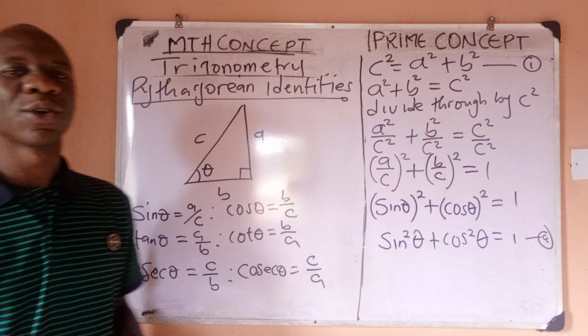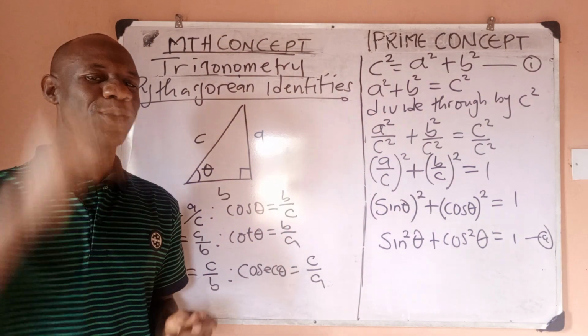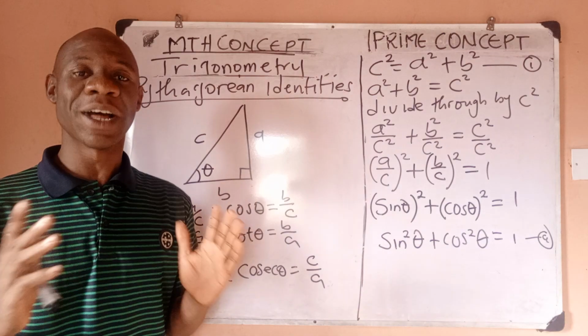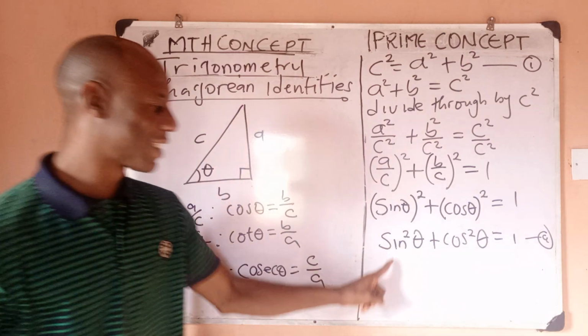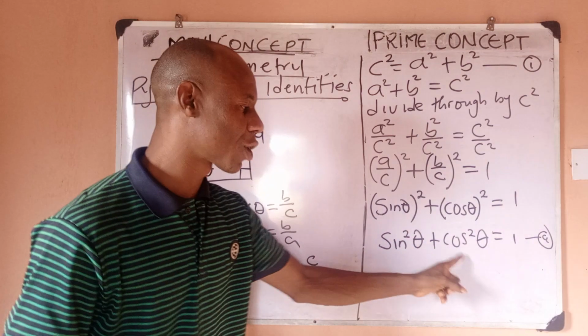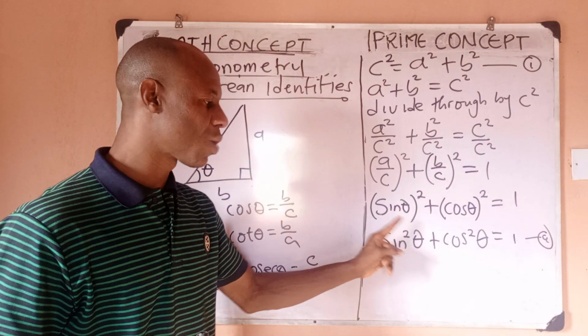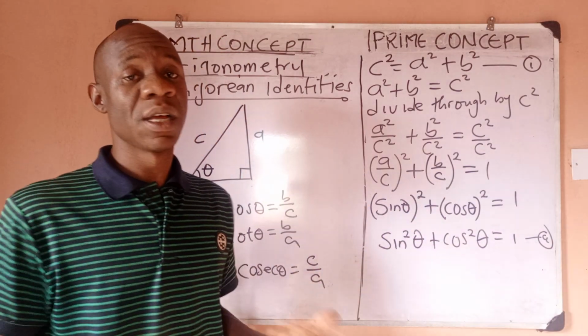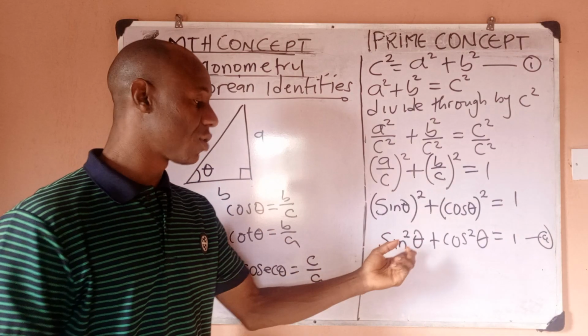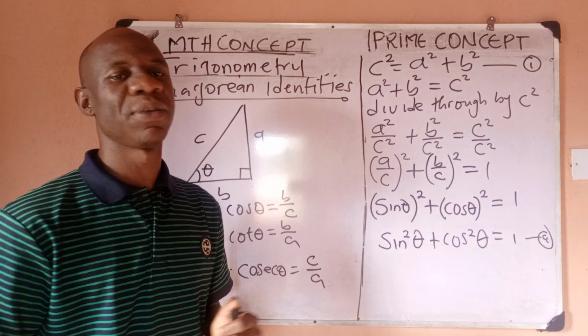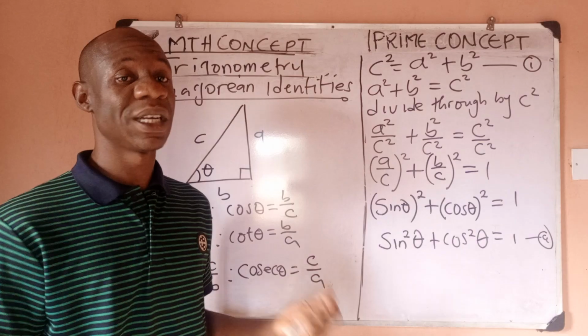So this is one of our Pythagorean identities. It is very important for every student to know that sin² plus cos² is 1. Always. Some books may decide not to use theta, so it's not just applicable to theta, it's applicable to anything you think of.